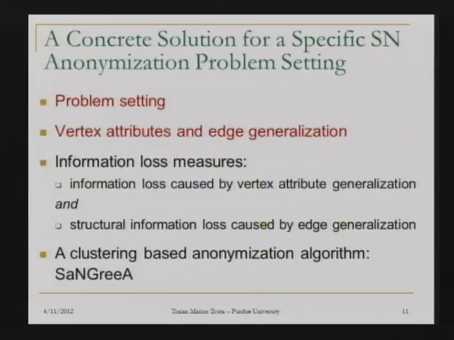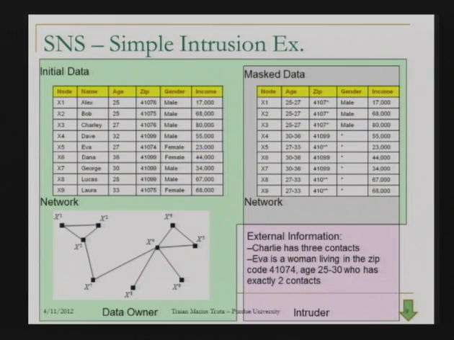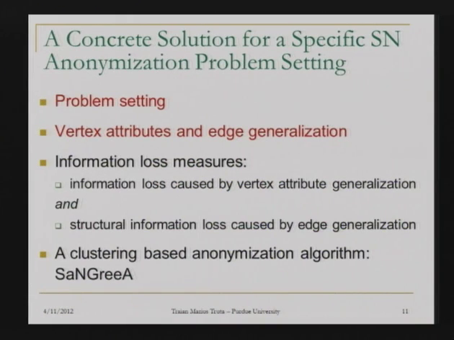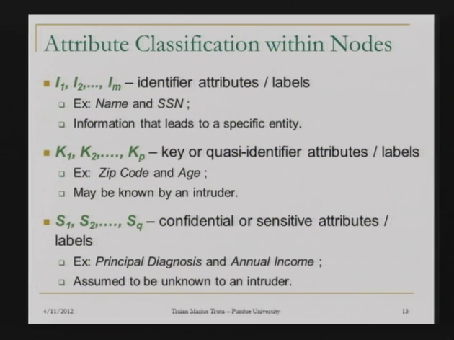And this is exactly the previous example. You see the zip code is modified, age values are also modified, gender values are also modified through methods which are called in general generalization and suppression. And then the last category of attributes are confidential and sensitive attributes, which are, as example, diagnosis and income. Those are assumed to be unknown by an intruder.